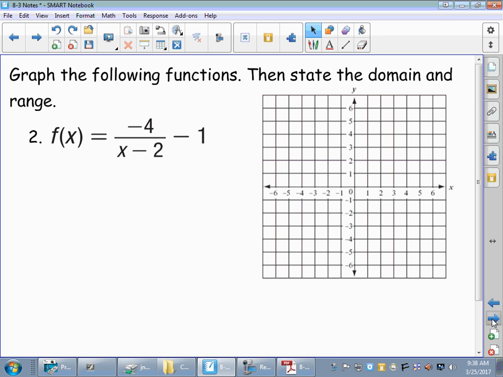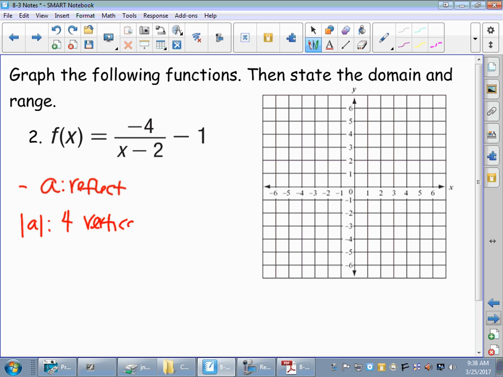So in this case, my a value is negative again. So if a is negative, we're going to reflect. That tells me we're going to be moving downward. My absolute value of the a value is 4. So we're going to have a vertically stretched graph. It's going to be further away from my asymptotes. And then the h and k values.